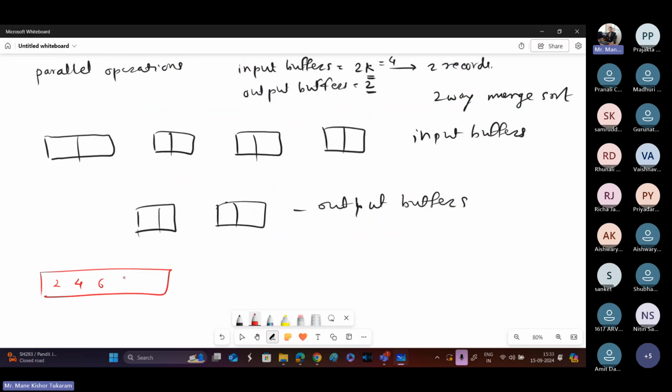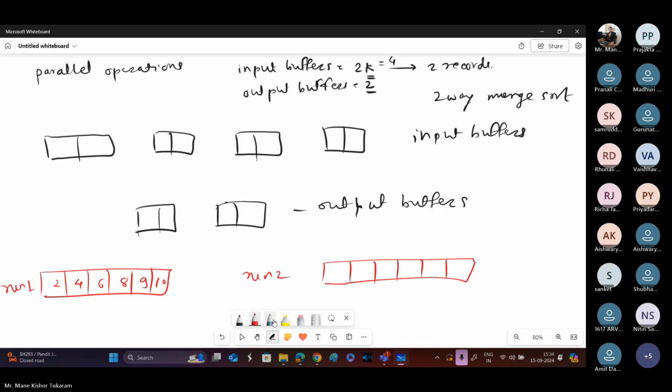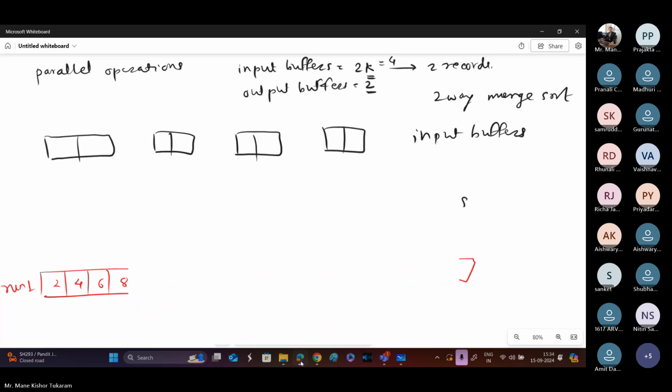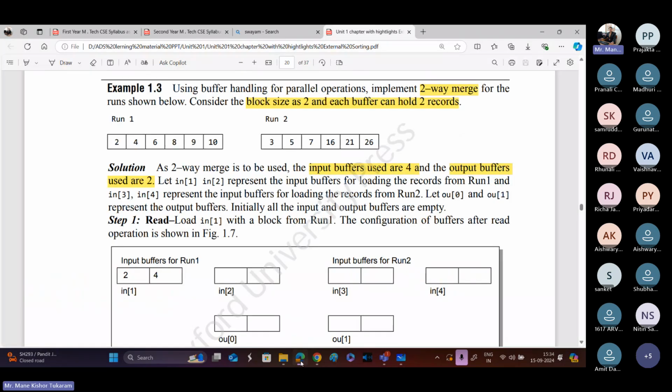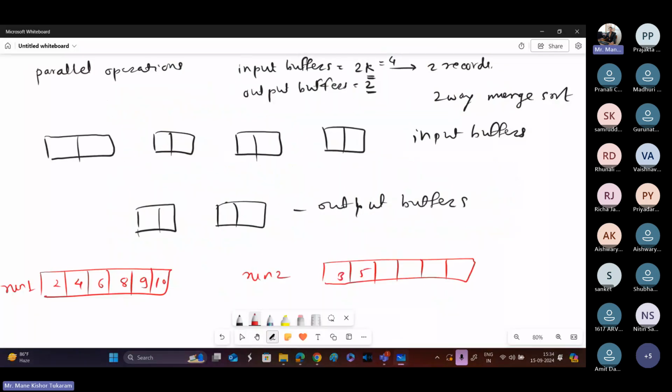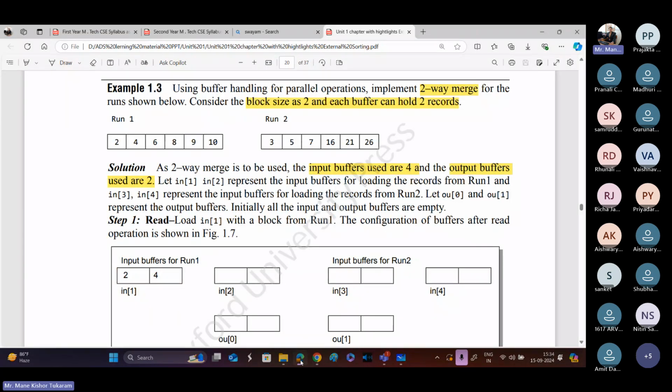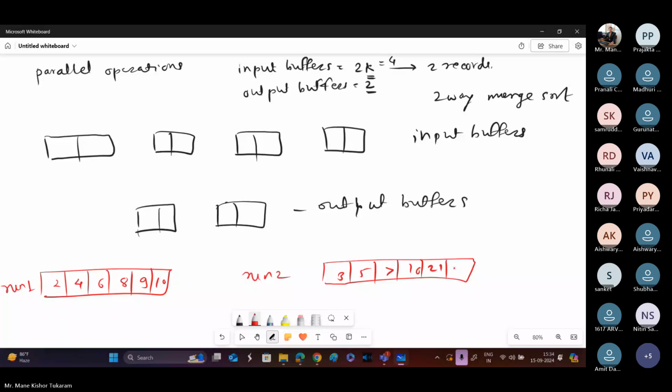2, 4, 6, 8, 9, 10. So this is run 1. And run 2 having the data that is 3, 5, 7, 16, 21, 26.